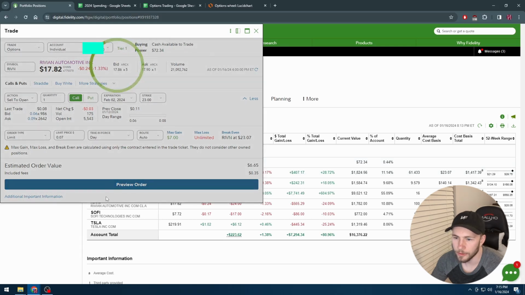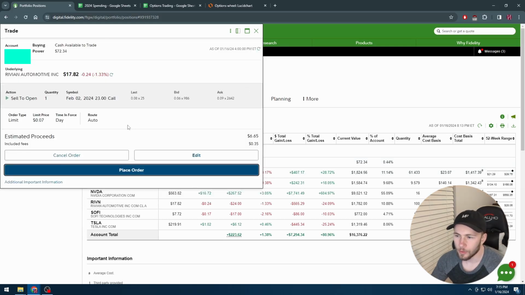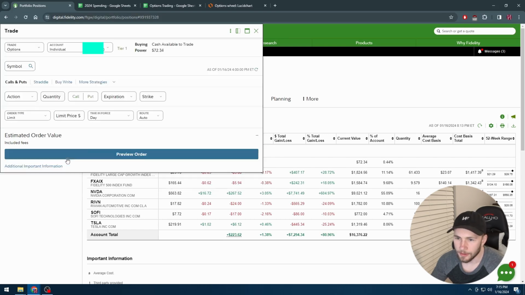And preview that order. Now reviewing this order, that is a $6.65 premium with a 35-cent fee on top, which isn't a ton. And if we do end up selling out of all of our stock, we would lose money since this is below our strike price. We really shouldn't do that. But since the stock is quite a bit lower than our average cost basis, the risk is a little bit less than it normally would be. Let's go ahead and cancel this though.